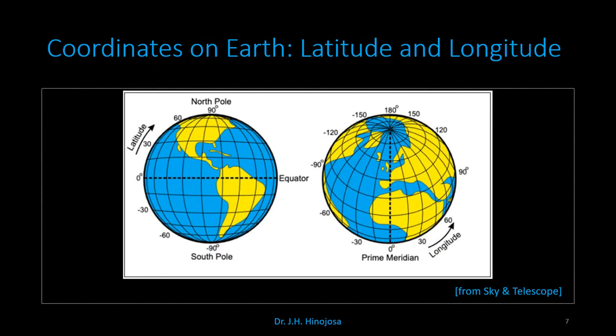Now let's look at the coordinates on Earth. We know that we use latitude and longitude. Latitude is relative to the equator. The equator is at 0 degrees. It divides the northern hemisphere from the southern hemisphere. And so if we look at north latitude, that would be the number of degrees above the equator, and south latitude would be the number of degrees below the equator.